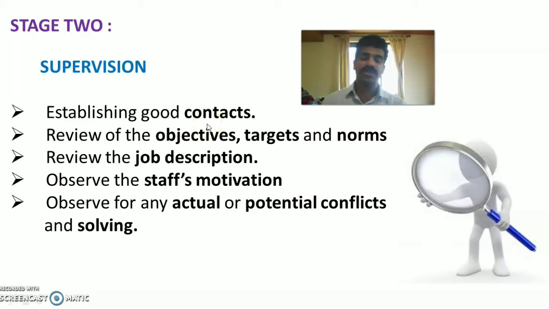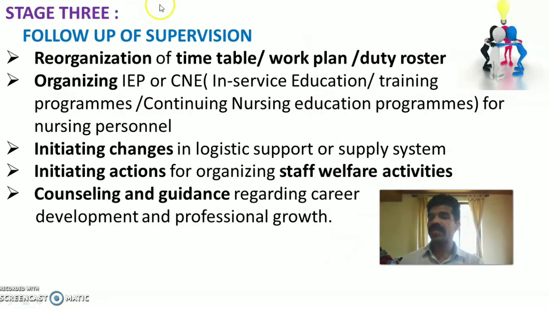Establish good contact between or among the workers or employees. Review the objectives, targets and norms or policies. Review the job description of each employee or worker. Observe the staff motivation, cooperation, participation and interaction. Then observe any actual or potential conflicts, problems or disputes between or among the employees and solve the particular problems or disputes. This is the technique of supervision in the second stage. Last is the third stage, stage 3, that is follow-up of supervision or the post-supervision stage.